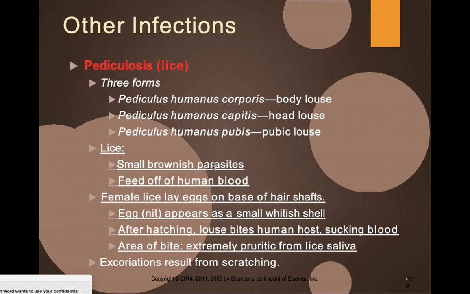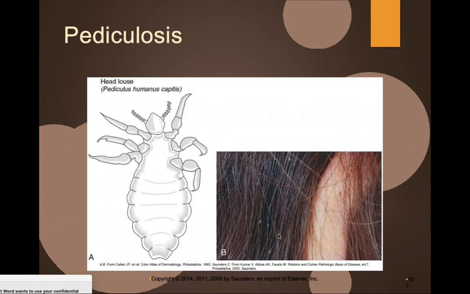They're small brownish parasites, and they feed off of human blood. Here, the female lice lay eggs on the base of the hair shaft. The egg appears as a small whitish shell, and then after hatching, the louse bites the human host and just feeds off of the blood. It sucks on the blood. The area of the bite becomes extremely itchy from the lice saliva. And then you get these excoriations, which result from scratching. And you could see here in the hair, you could see the eggs right here. This is head louse.